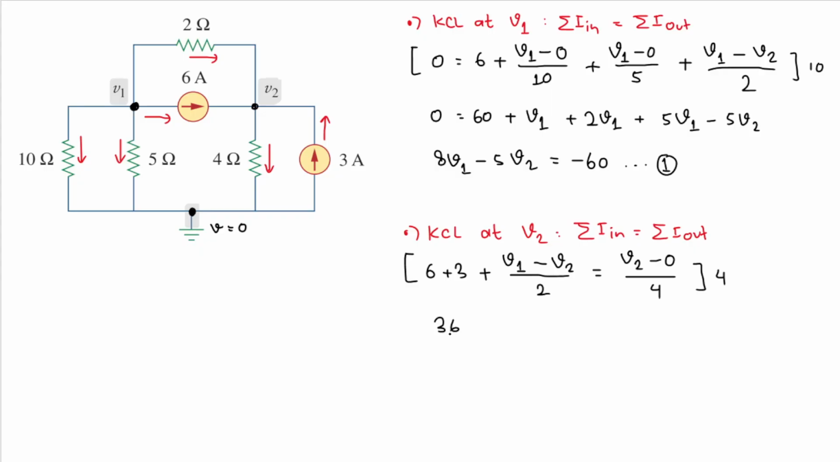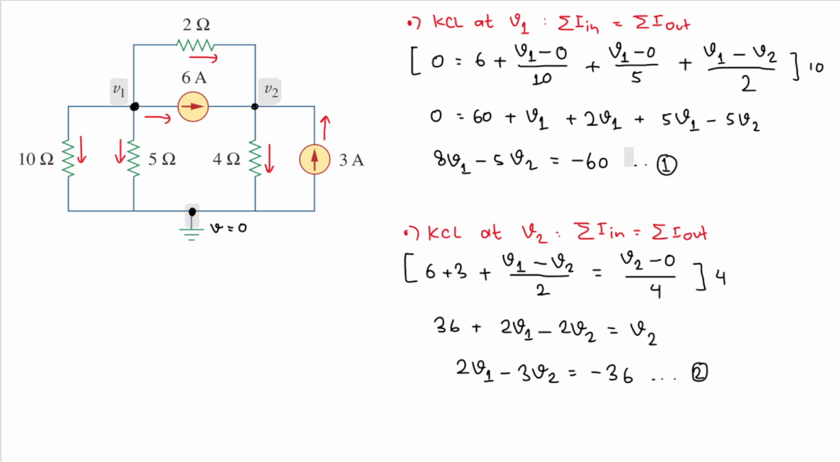So let's write 36 first. And then 2 and 4 will cancel into 2. So I will have 2V1 minus 2V2. Good. And then 4 and 4 will cancel each other. And then we will have V2 minus 0. That will be V2. Good. And now what can we do here? Let's move this to the left hand side. So I will have 2V1 minus 3V2. And that will equal to minus 36. Good. Now we have our second equation.